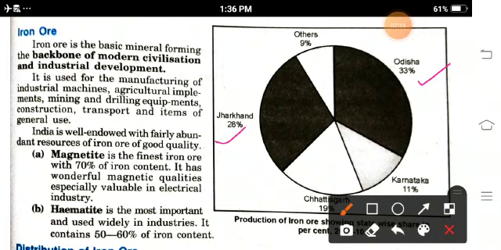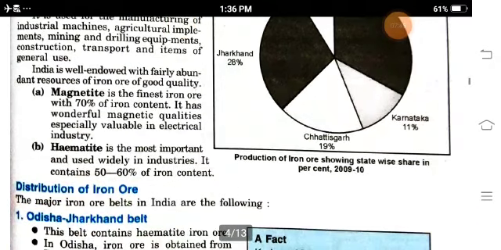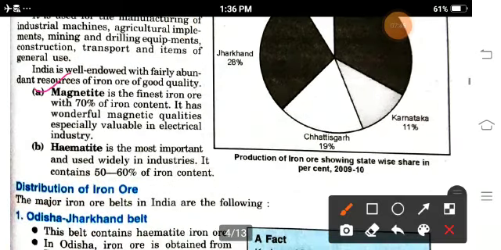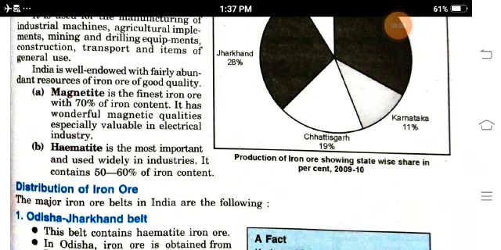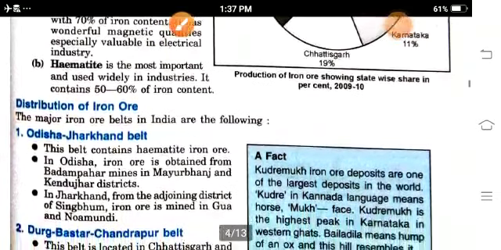Firstly, we are talking about iron ore. Iron ore is the iron which is used for the development of the country. Basically, any country that wants development needs it. According to the production of iron ore, the state-wise share in percentage in 2009 was 28% in Jharkhand and Odisha 33%. That means the leading state of iron ore is Odisha, then Chhattisgarh 19%, Karnataka 11% and others 9%.